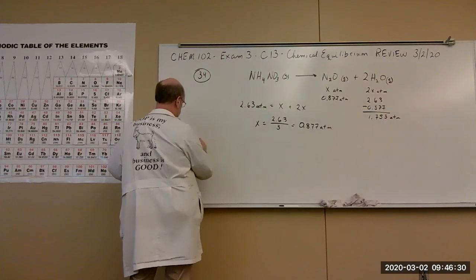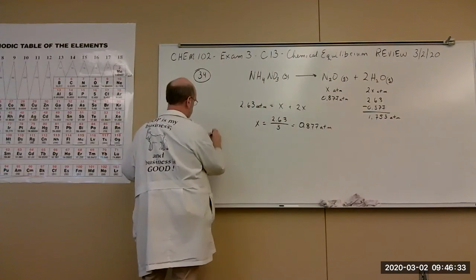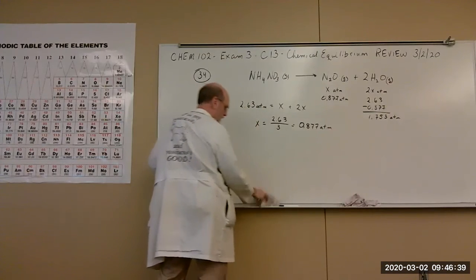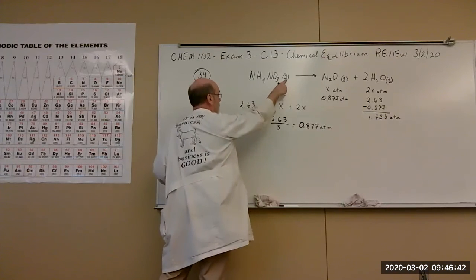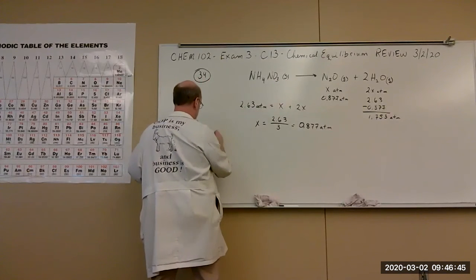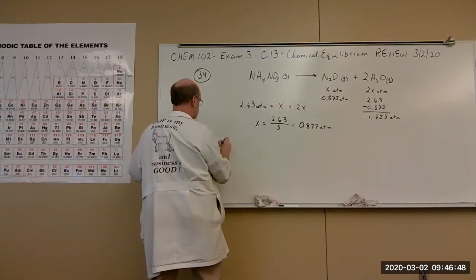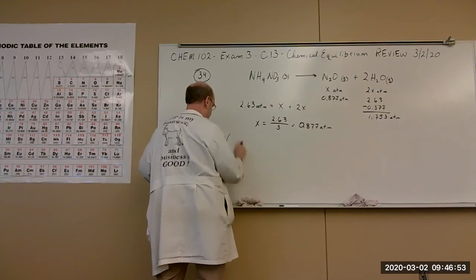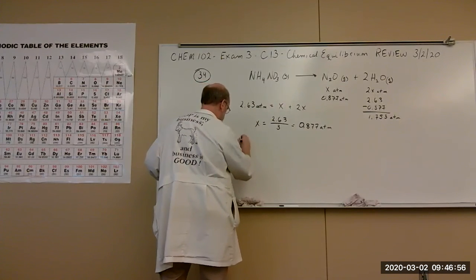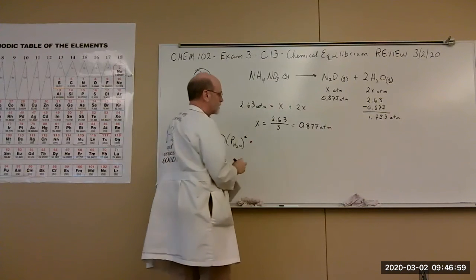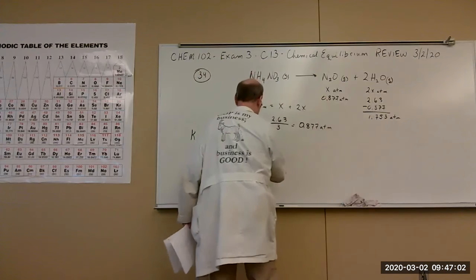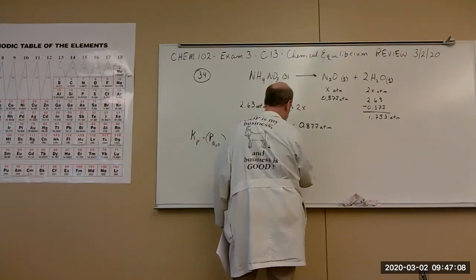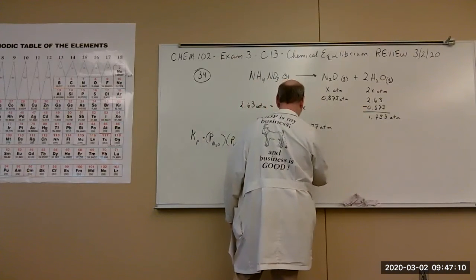Just say Kp is the partial pressure of, actually, we won't have a denominator, will we? Because it's a solid. So we're going to have the partial pressure of N2O to the first power times the partial pressure of water to the second power. So N2O is 0.877, and water is 1.753 squared.